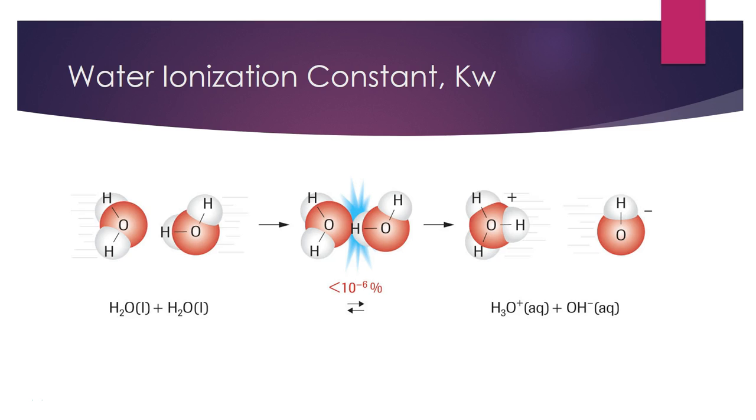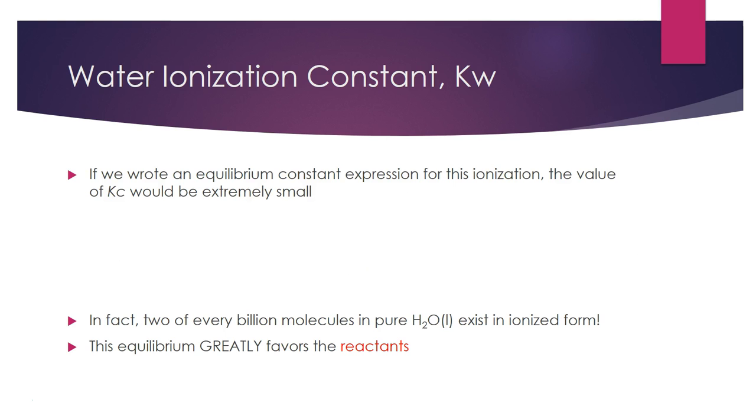It turns out that water will ionize a very small amount. This means that at any given time, water will have some hydronium ions and some hydroxide ions present. Just as with any chemical reaction, an equilibrium constant can be calculated for water. The value is very small, which means that the reactants are favored in the reaction. In fact, 2 of every billion molecules in pure water exist in ionized form.